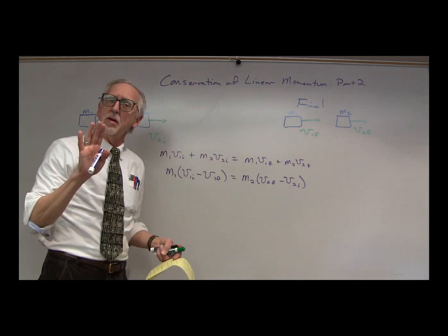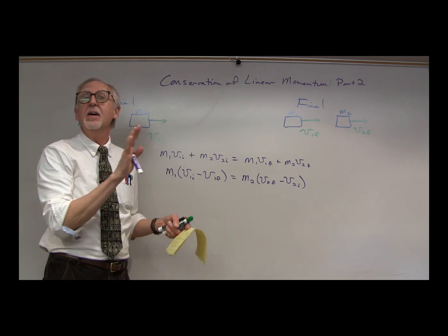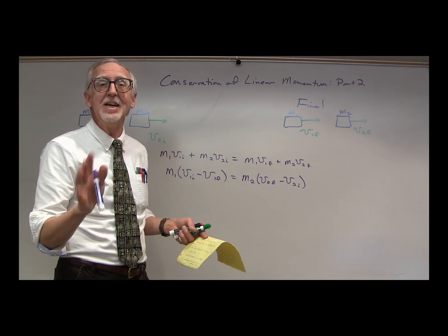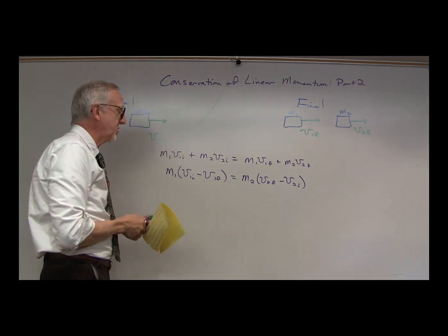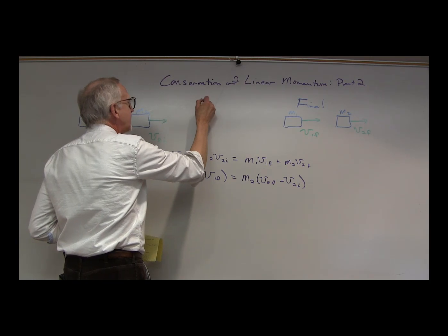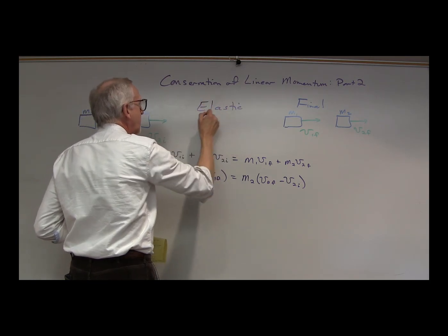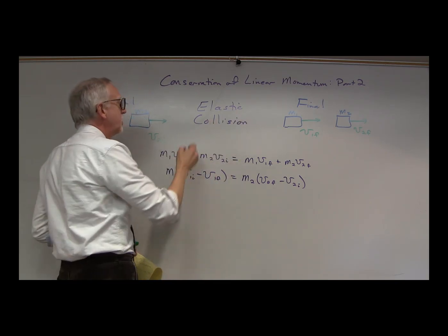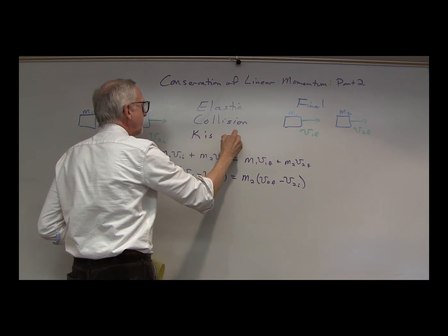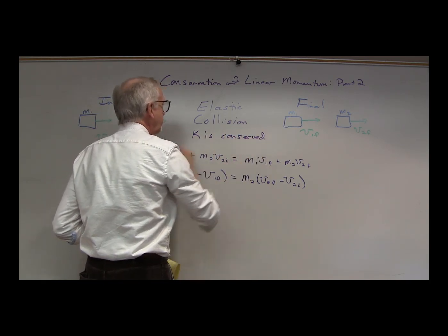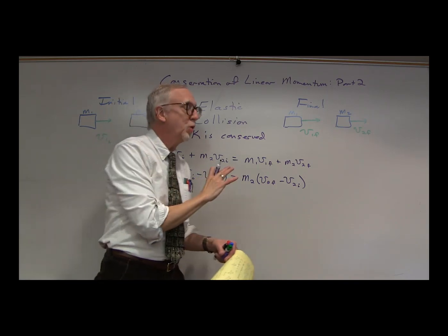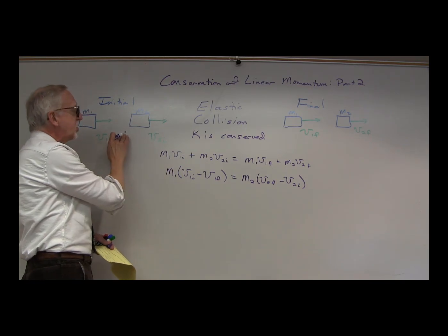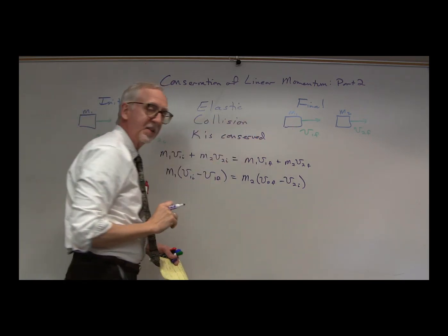Let's start to begin with by looking at a situation where the internal forces are conservative, so that kinetic energy is conserved. That type of interaction is called an elastic collision. An elastic collision means that kinetic energy is conserved. So let's start now with the assumption that the kinetic energy is conserved, which means the initial kinetic energy must equal the final kinetic energy.